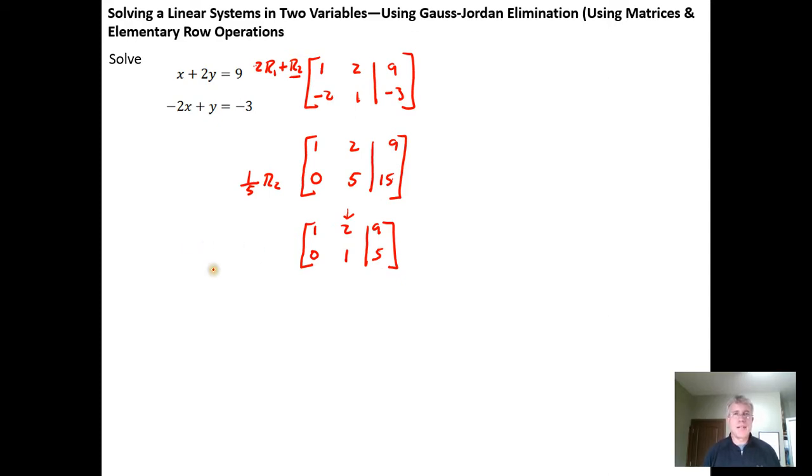But I can do that by taking and multiplying row 2 by negative 2. So negative 2 times row 2, and then add the result to row 1 and replace row 1 with that result. So notice the first column isn't going to change because I would be multiplying negative 2 times 0 is 0 plus 1 is still 1. So nothing changes here. And I'm not changing row 2 at all. I'm using row 2 to manipulate row 1 using elementary row operations. So I do negative 2 times 1 is negative 2, plus 2 is 0, and negative 2 times 5 is negative 10.